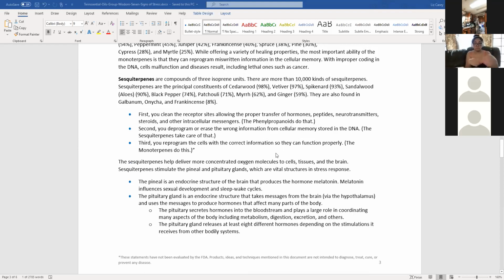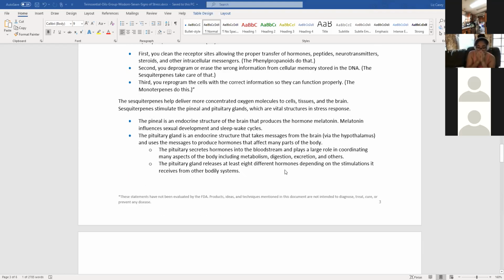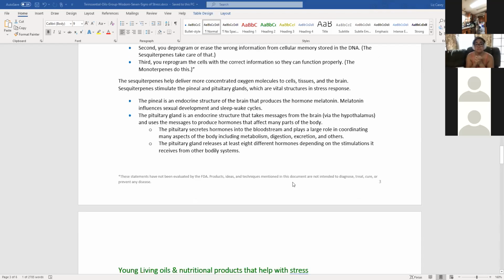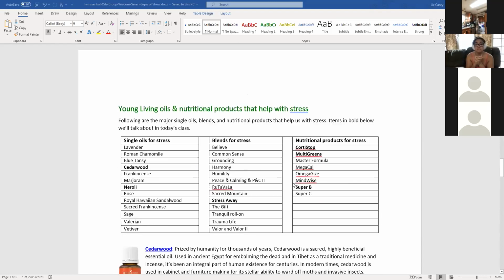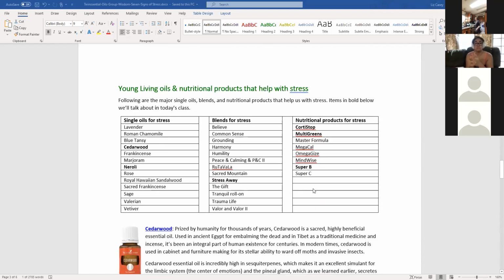So the sesquiterpenes also deliver more concentrated oxygen molecules to our cells, tissues, and the brain, and primarily the pineal and the pituitary glands, which are vital structures in stress response. We don't have to go into the details. You can read this a little bit later, but they are vitally involved in secreting hormones into our bloodstream. So we've got a table here of some oils and nutritional products that help with stress.